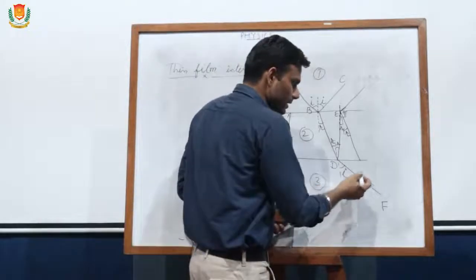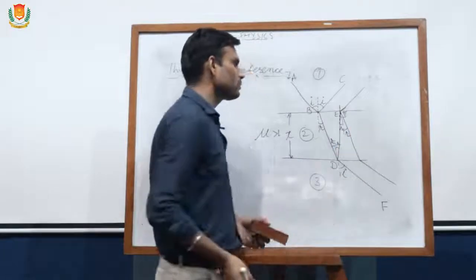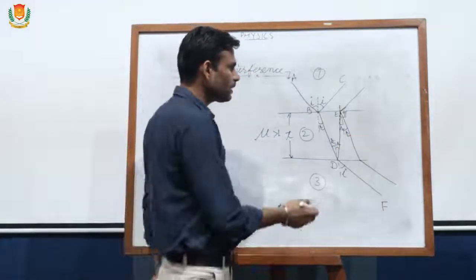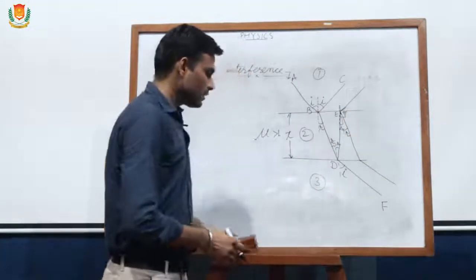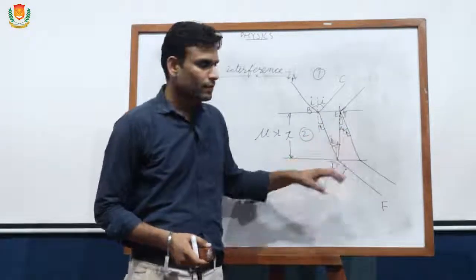Now here it will again partially transmit and partially reflect. So this phenomenon will go on. So we have to study here how the interference pattern is produced in this film.